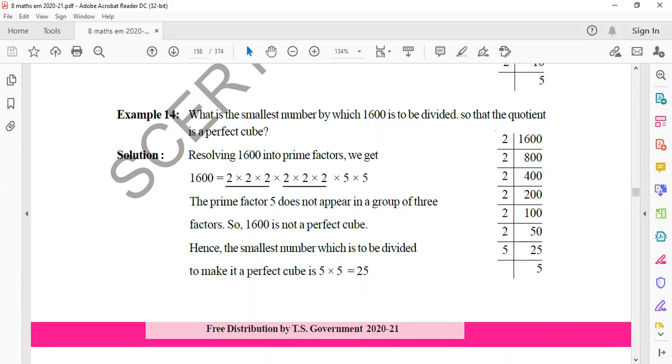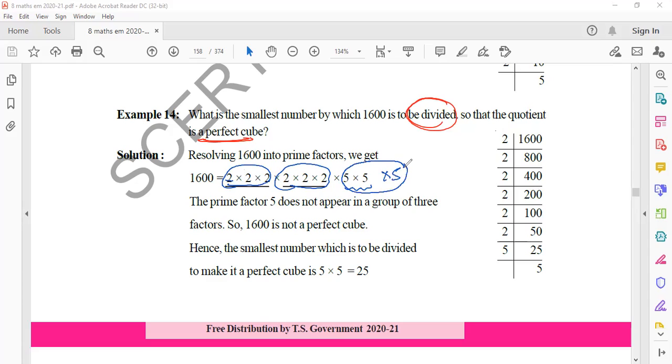So now 1600 is there. The 1600 question is a little different. What is the smallest number by which it should be divided so that the quotient becomes a perfect cube? Same question, same methodology. Take LCM, write the prime factors of all, because this is one group of 3, this is one group of 3. This should appear. But if you multiply, what number should I multiply? I should multiply with 5.